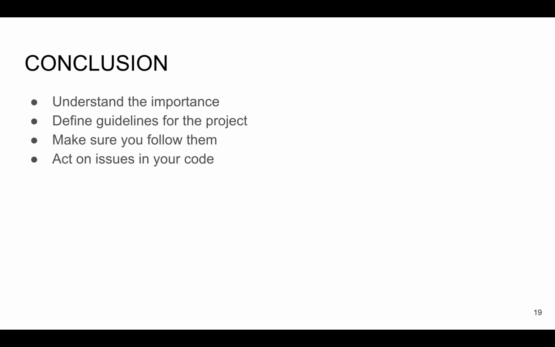And act on issues in your code. It doesn't matter whether you created a code style or guideline. It doesn't matter if you do not follow this code convention and you do not act on issues. So if a unit test wasn't created or code was written not as you expected, you have to act and prevent such problems in the future.